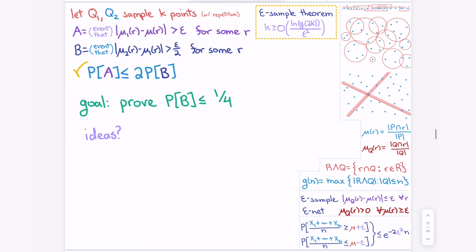Okay, good. So now that I know that A is bounded by B, B is just the probability that two different samples disagree. Now I just have to get some bound for this. Any ideas?